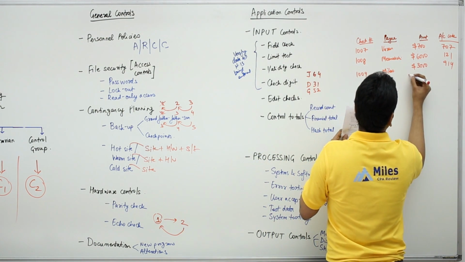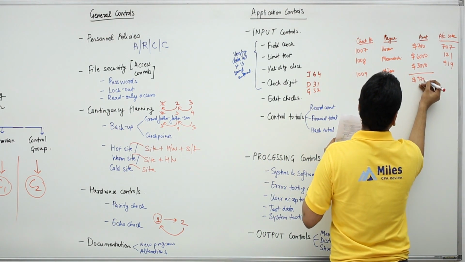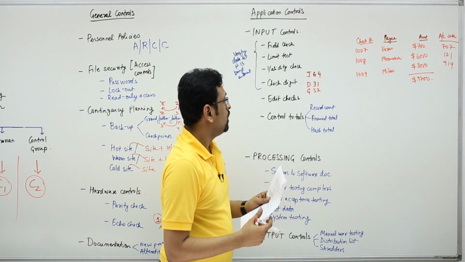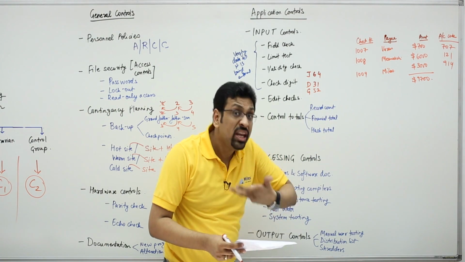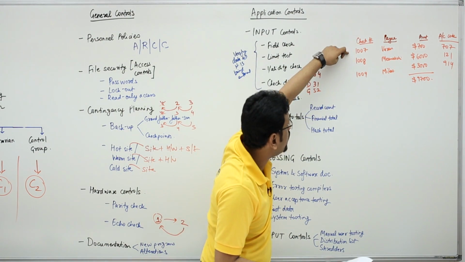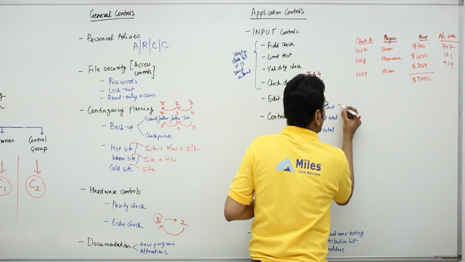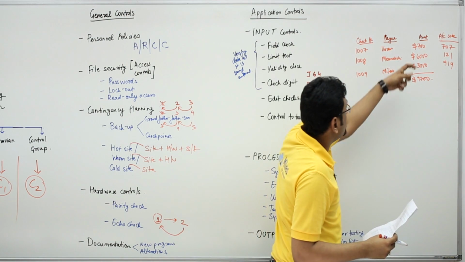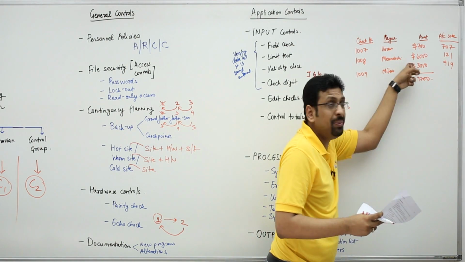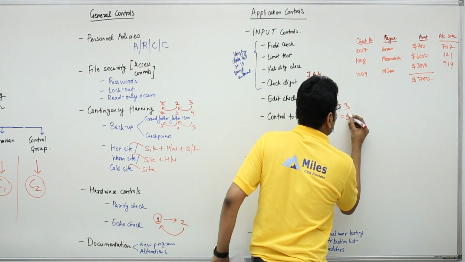So the total amount is $9,700. Now here, what's the record count? How many rows, how many records? 1, 2, 3. So record count is 3. What's the financial total? That's $700 plus $6,000 plus $3,000, $9,700.